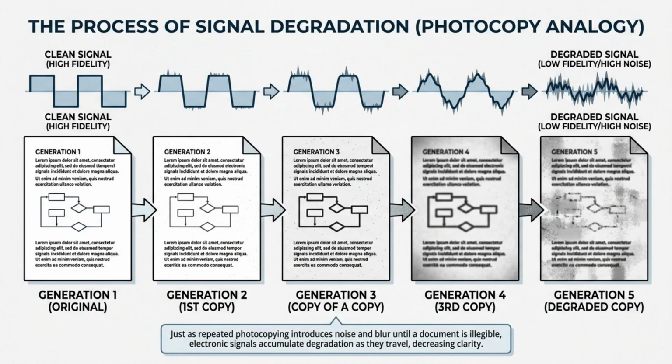Intuitively, imagine making a photocopy of a document. The first copy looks almost identical to the original. If you repeatedly copy the copies, each generation becomes slightly blurrier until the text is difficult to read. Signal degradation follows a similar process, where imperfections accumulate as the signal travels.